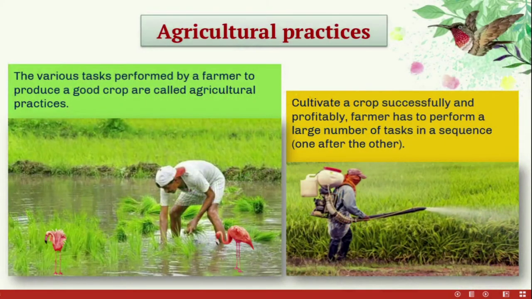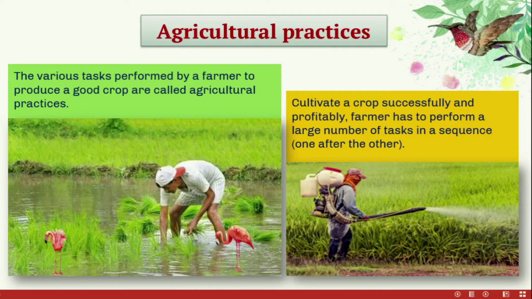First one, agricultural practices. Before that, what is meant by agricultural practices? The various tasks performed by a farmer to produce a good crop are called agricultural practices. For example, if a farmer is planning to cultivate a crop, he must do a few tasks one after another, or else he will be unable to give a good yield.